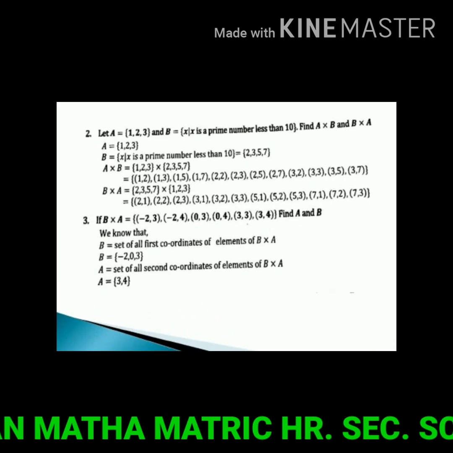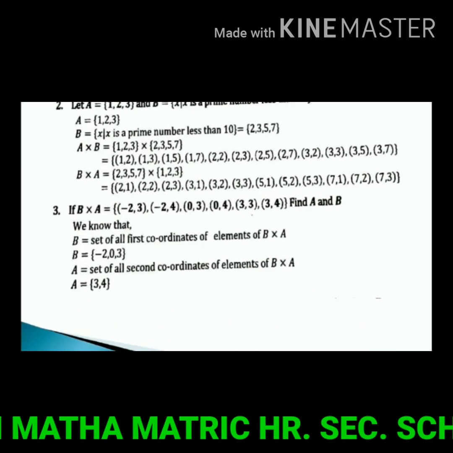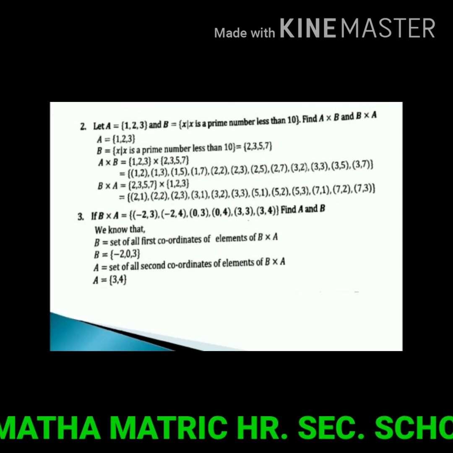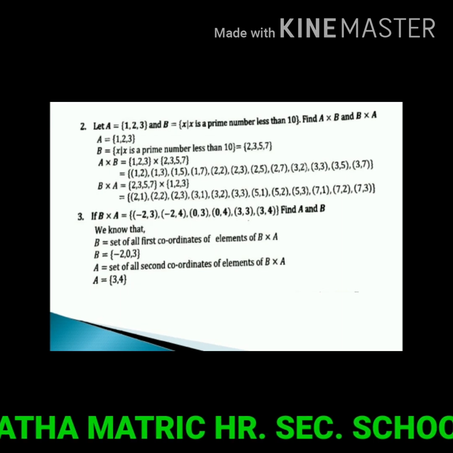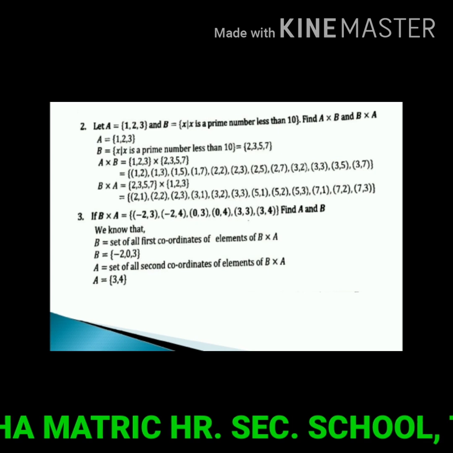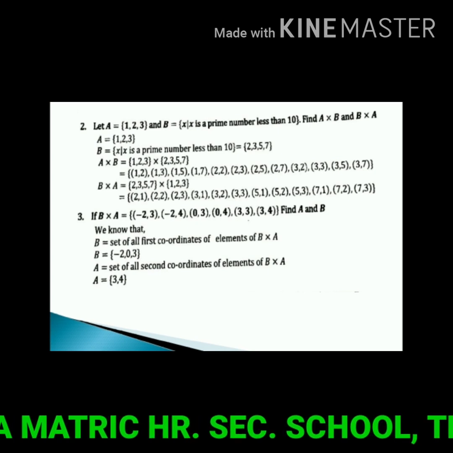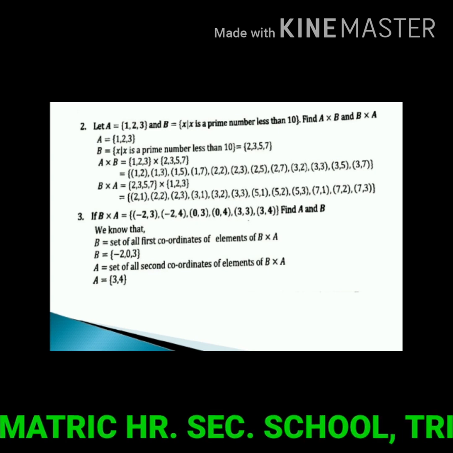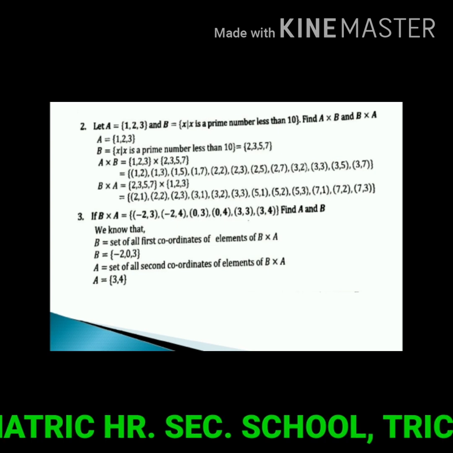In the second one, let A contain 1, 2, 3. B set contains x, where x is a prime number less than 10. The prime numbers less than 10 are 2, 3, 5, 7. So A cross B is equal to {1, 2, 3} cross {2, 3, 5, 7}.